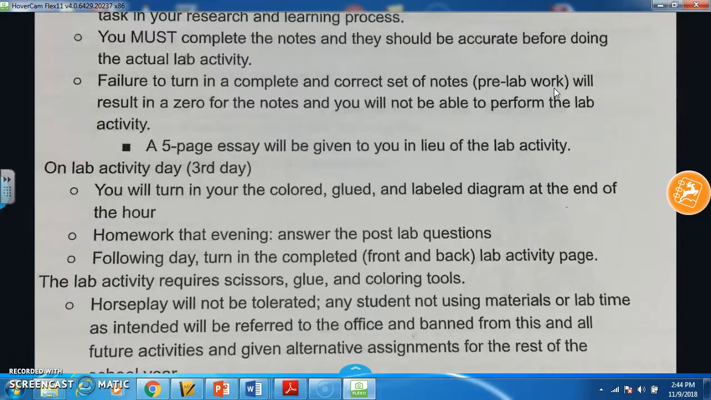So the common question is for our freshmen, but juniors should know this in the science department at West County. If you cannot perform the lab activity because you did not do your pre-lab work, then you will be given a 5-page essay in lieu of the lab activity.